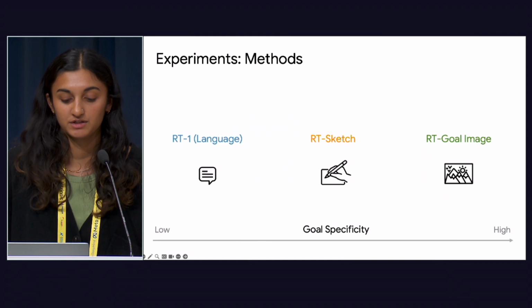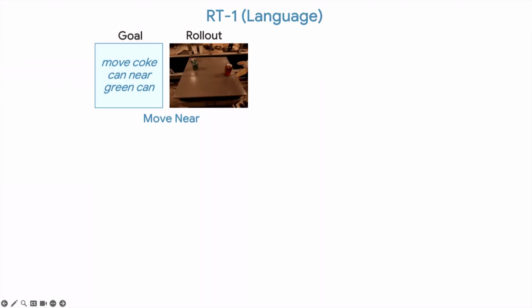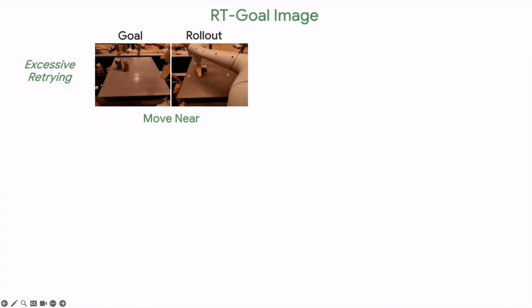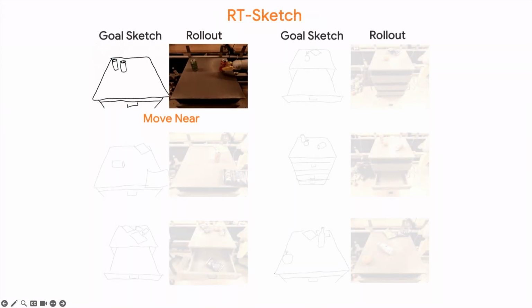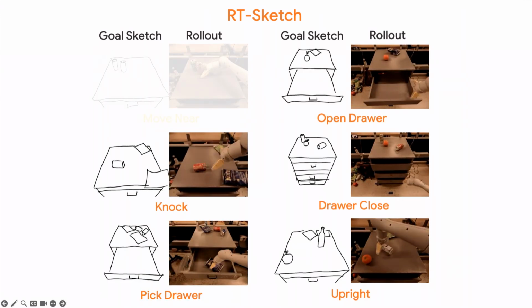Let's first take a look at how RT1 performs. When we evaluate RT1 on the kinds of benchmark manipulation skills it was trained on, we can see that the policy performs very reasonably as expected. A goal image policy similarly makes progress towards the task, but it has this unexpected behavior of over-attending to these pixel-level differences, causing the robot to repeatedly retry and actually leading to more failures than successes. RT Sketch, on the other hand, is able to complete these manipulation tasks along with a range of other tasks we evaluated, and sketches help the policy avoid over-attending to these pixel-level differences.